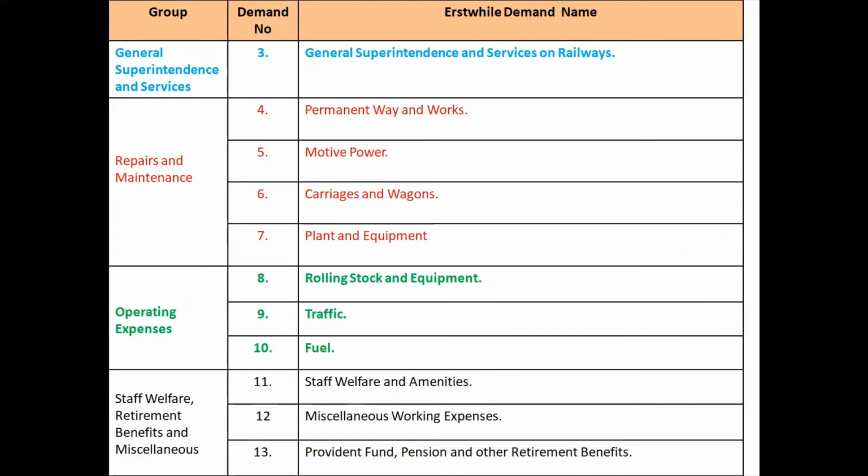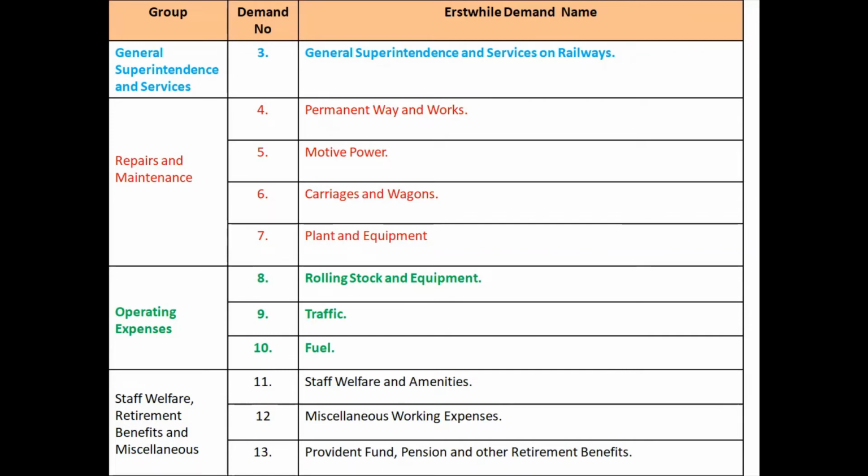The first category is only administration, general superintendence and administration. Second category is repairs and maintenance of PWay, repairs and maintenance of motive power. Motive power means locomotive. Repairs and maintenance of C&W, carriages and wagons, repairs and maintenance of plant and equipment. If you find any asset that does not fit into these four categories, please message in the chat box, because all assets are covered here.